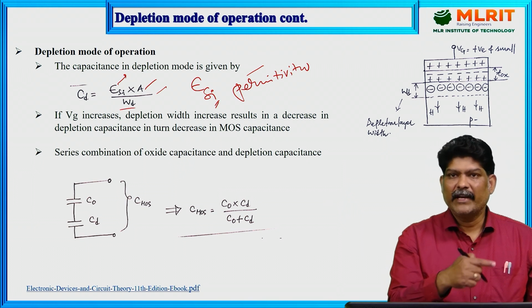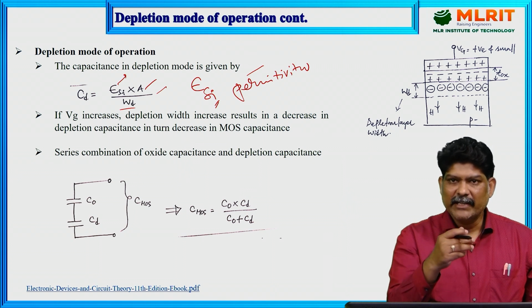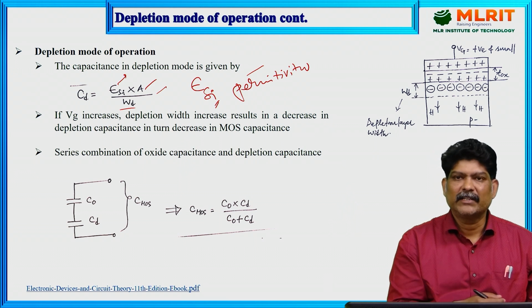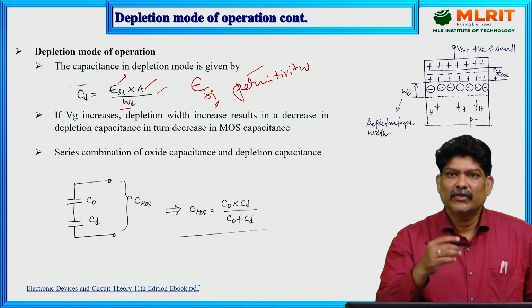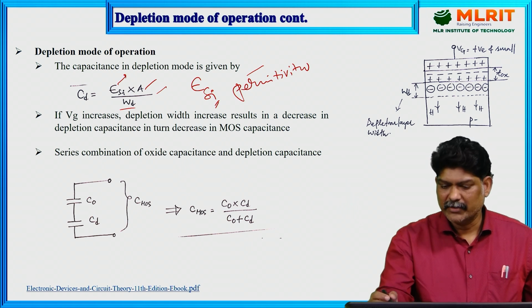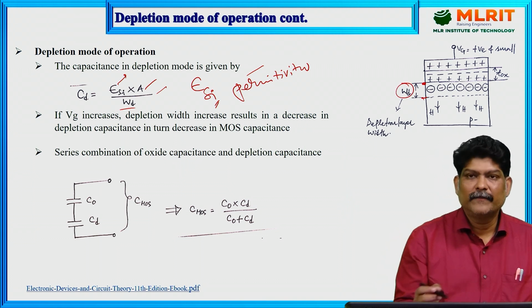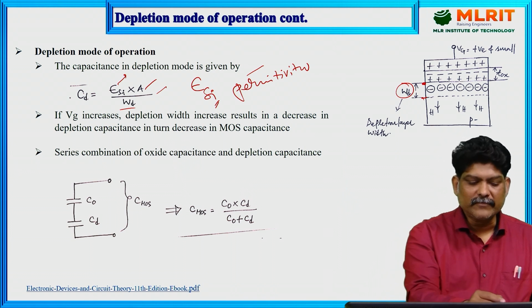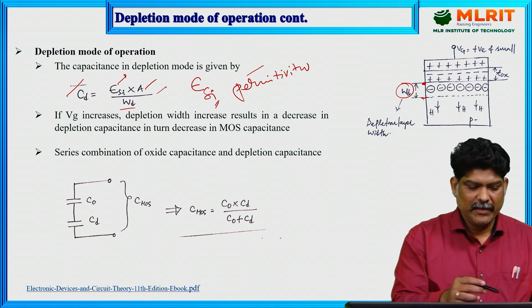because as I already told you, when the gate voltage increases, the depletion region also increases because immobile charges increase. So the width of the depletion region also increases. You can observe here, this is the depletion region, the width of the depletion region. The depletion width is inversely related to the depletion capacitance, as given by the depletion capacitance formula.